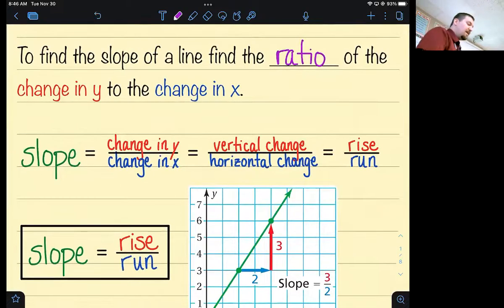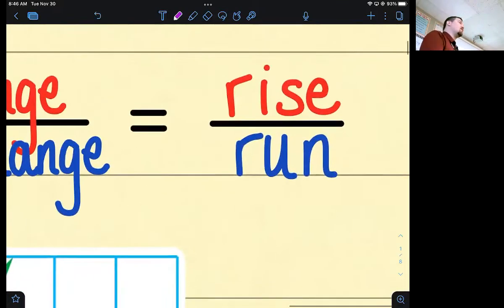So we want to find the vertical change over the horizontal change. That is called the rise over run. This is what I'm going to refer to when I say slope from now on. We're just going to say rise over run. Rise is the vertical change and run is the horizontal change.